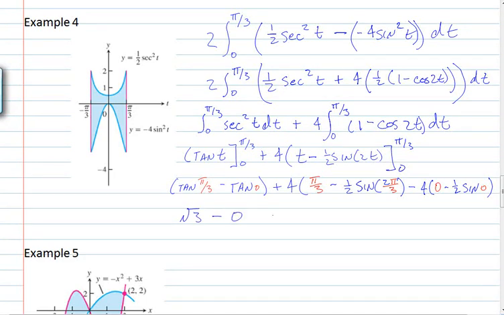Minus 0 plus, distributing the 4, that gives us 4 pi over 3 minus sine of 2 pi over 3. That's in quadrant 2, sine's positive. That's going to be 1/2, so that's 1/4, is that right? No, pi over 6 is 1/2. The square root of 3 over 2, so that's going to be the square root of 3 over 4 minus 0.